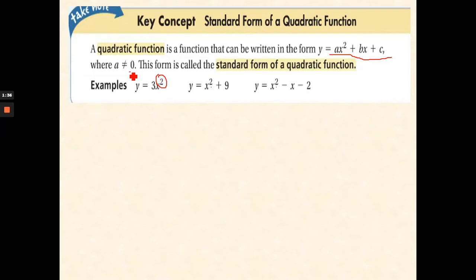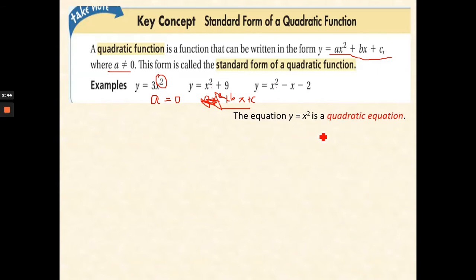Okay. What will happen if your a is equal to 0? So here, your a is 3, your a here is 1, and your a here is 1. If your a is equal to 0, then what do you think will happen? You will have 0 x squared plus bx plus c. So if your a is 0, then this term is no longer here. Therefore, if your a is equal to 0, the result is no longer a quadratic function. That's why a should not be equal to 0 to make it a quadratic function. Okay? Again, it is called quadratic because the highest exponent is 2.